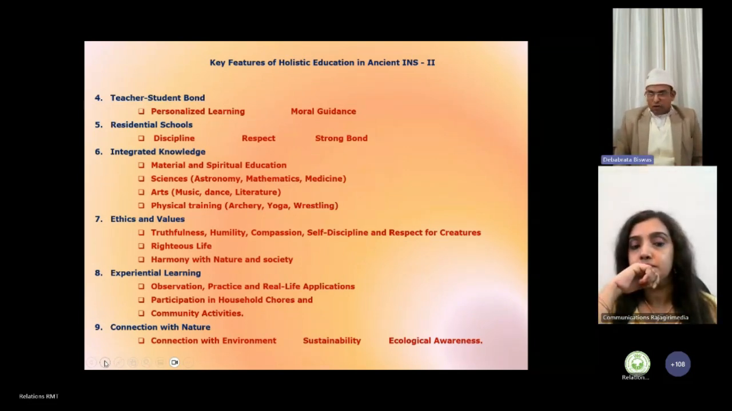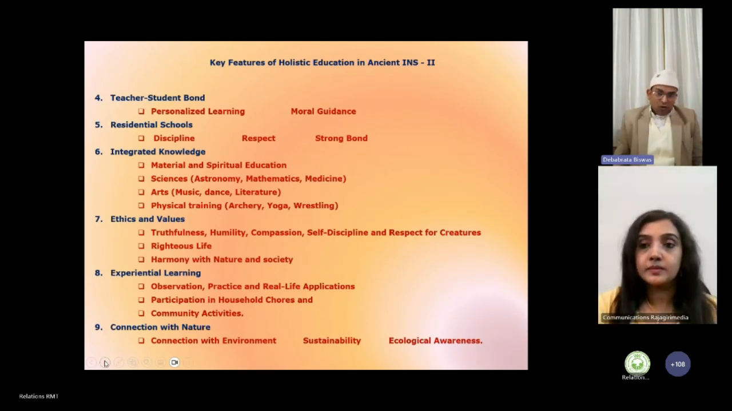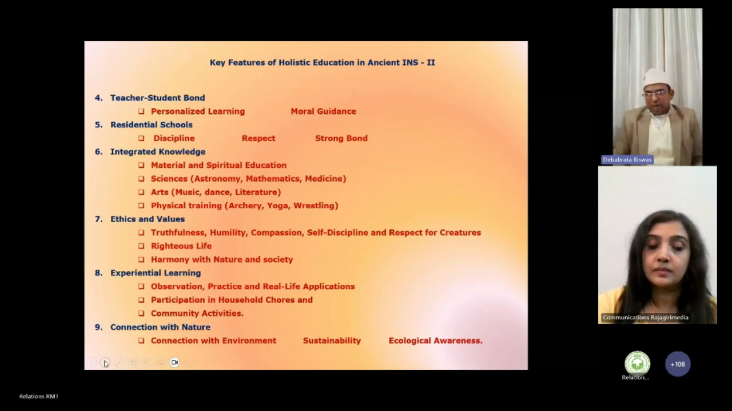So that kind of real life situation they used to face in their tapovana, in their gurukul. So observation, practice, real life applications, participation in household works, household duties, helping Guru Mata, Guru Pita, or parents, father, mother, community activities, social service, connection with nature, definitely environment friendliness, sustainability required. That was part of our education. Next slide, ma'am.